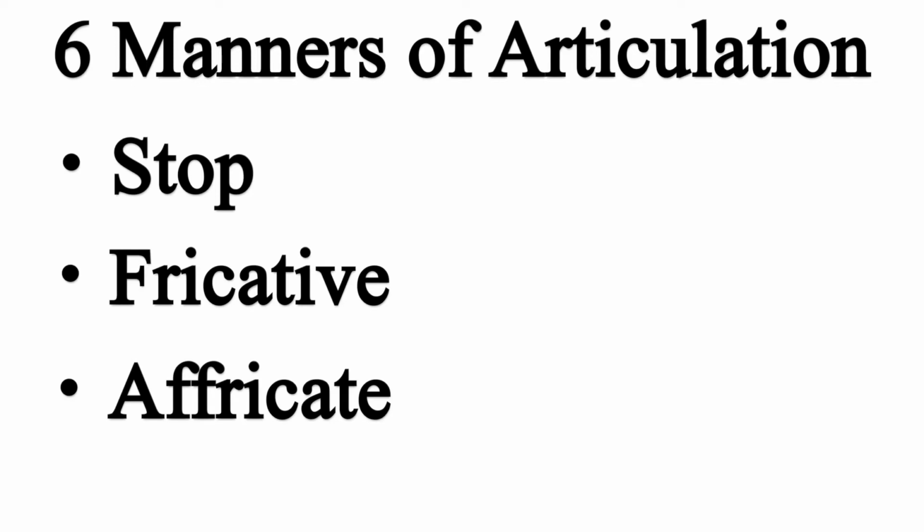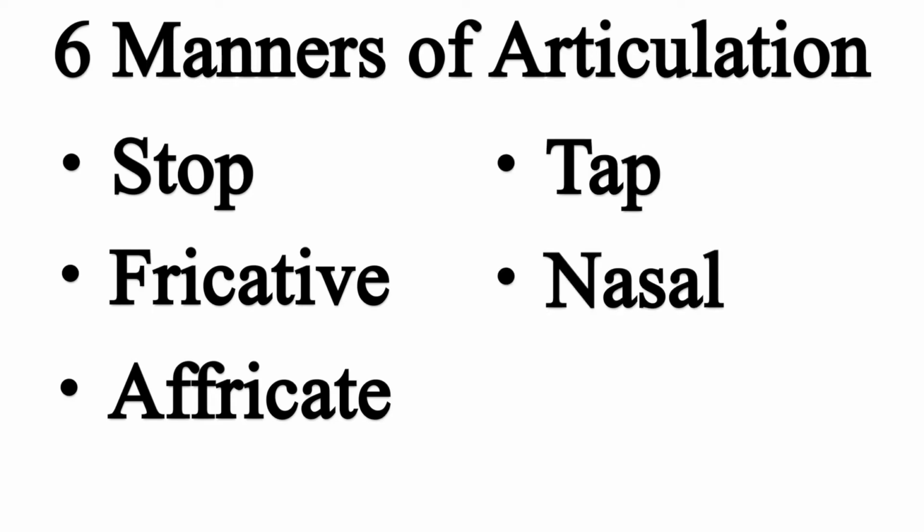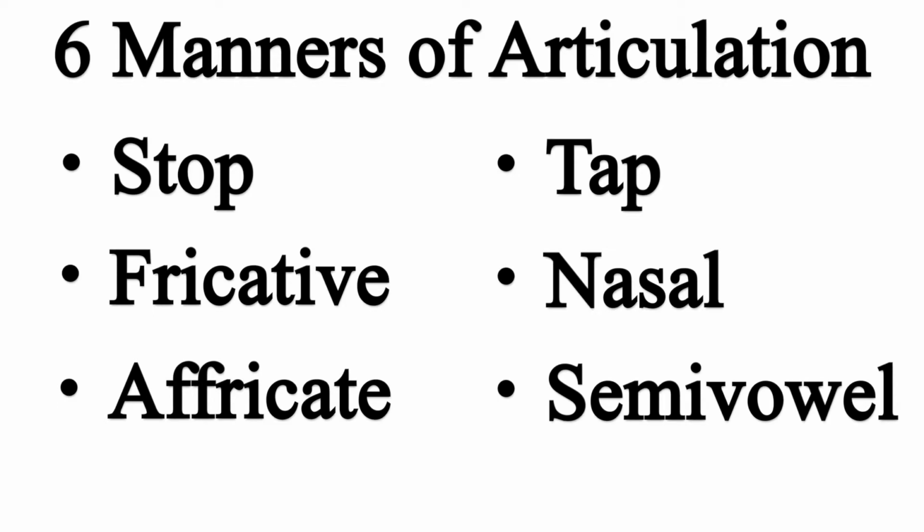So how many ways of blocking the airflow do we have to make Japanese consonant sounds? There are 6 manners of articulation in the Japanese language. Stop, fricative, affricate, tap, nasal, and semivowel. Let me briefly explain these 6 different ways one by one.